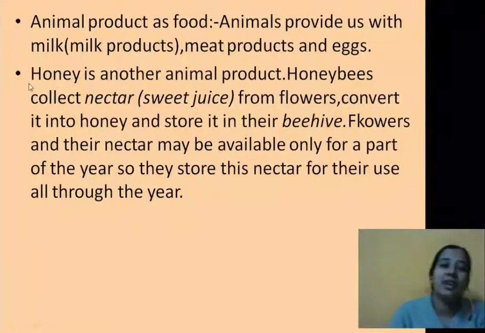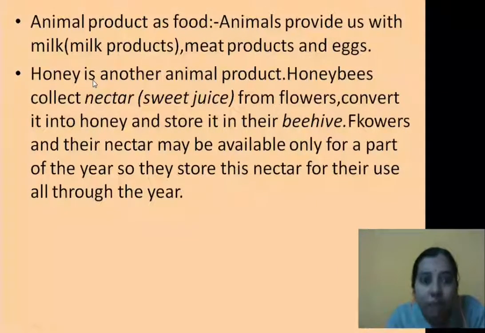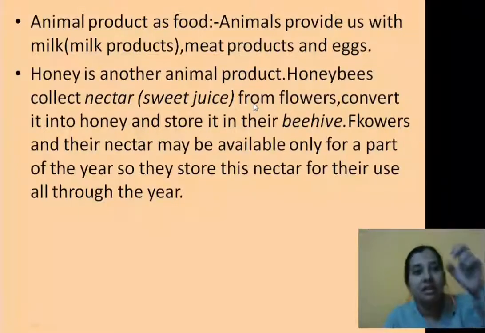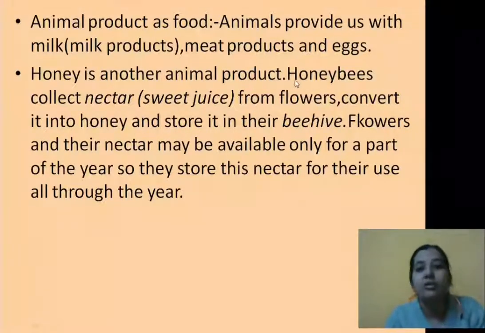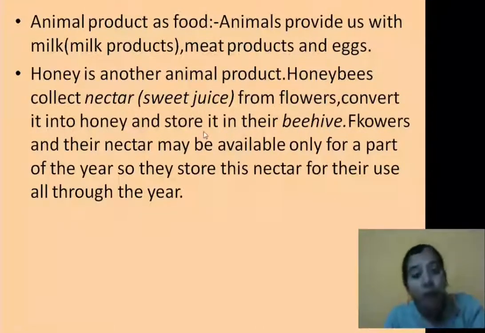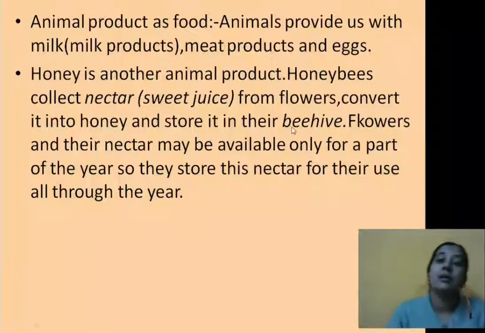There is one more called honey. Honey is another animal product. We just thought only milk, meat products, and eggs are animal products. No, we do have even honey also. Honeybees collect nectar. Nectar means what? Sweet juice from flowers. In Kannada they call it makaranda. They suck the nectar. Okay, so honeybees collect nectar from flowers, convert it into honey, and store it in their beehive.